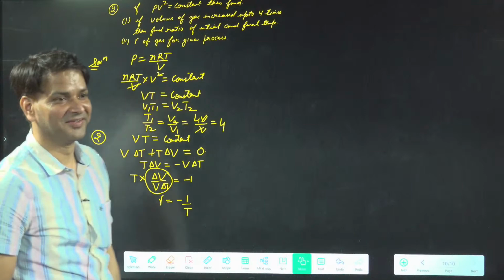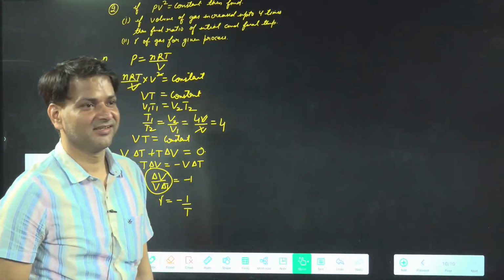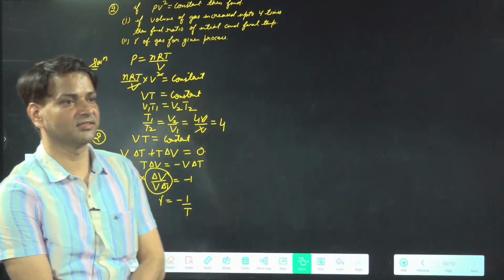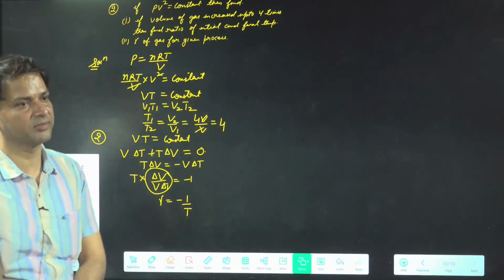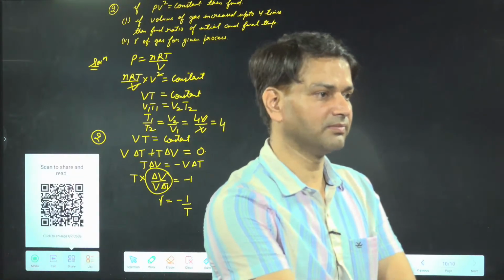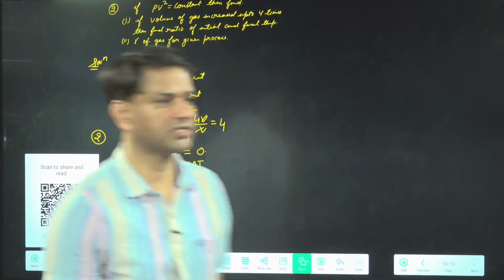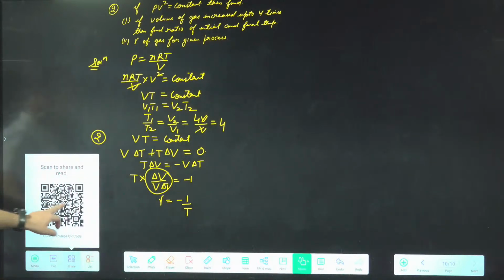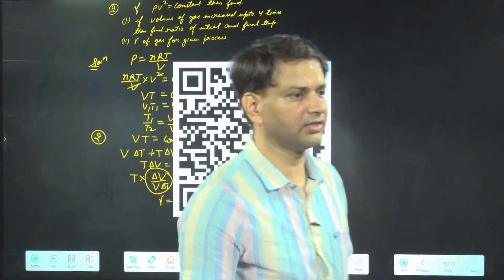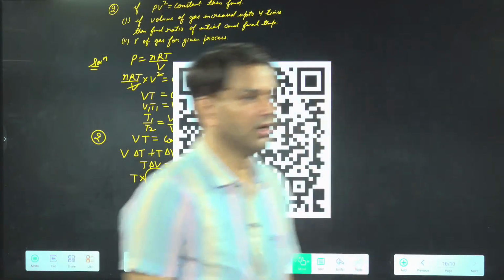Delta V by V, delta T by T. Yes. Delta V by V is equal to delta T by T at constant pressure. Directly you can say that V is directly proportional to T, so delta V is directly proportional to delta T. After dividing, you will get the same relation. Okay, bye bye.